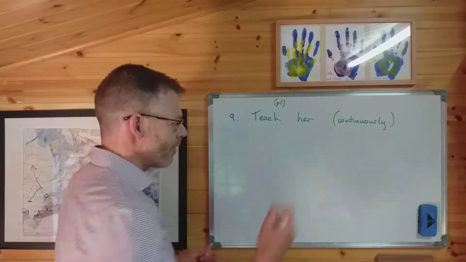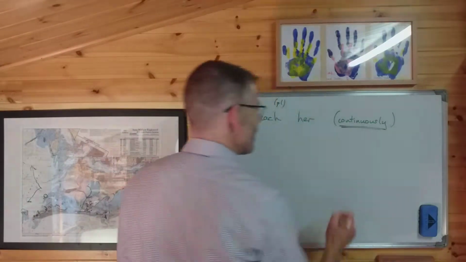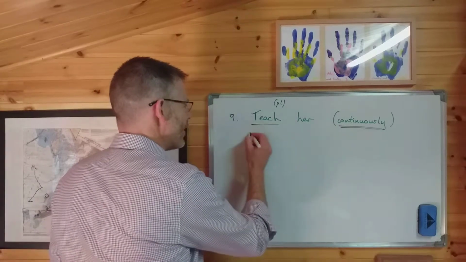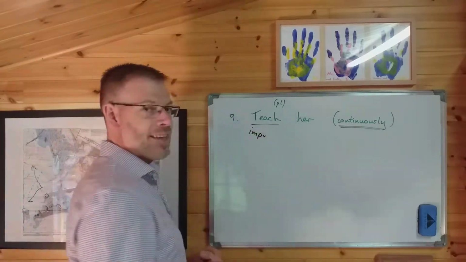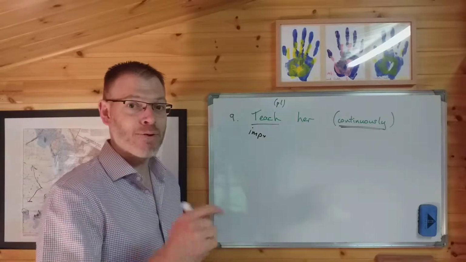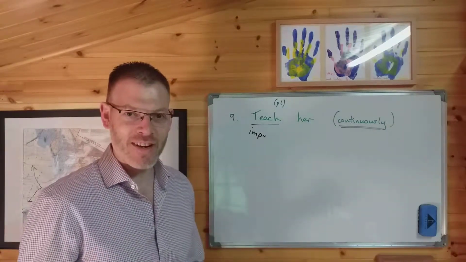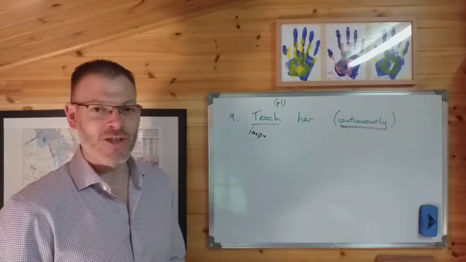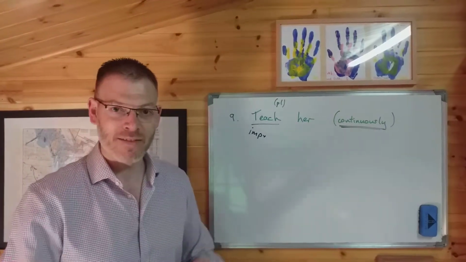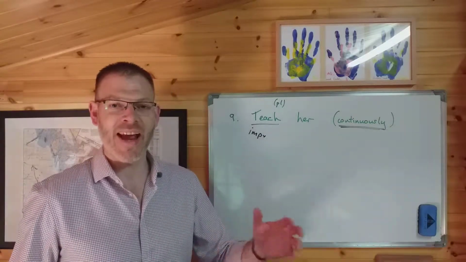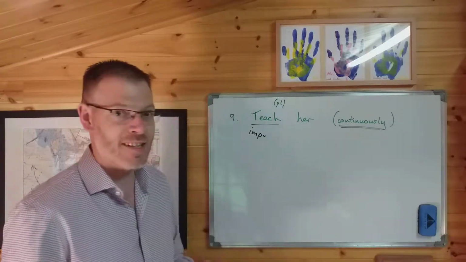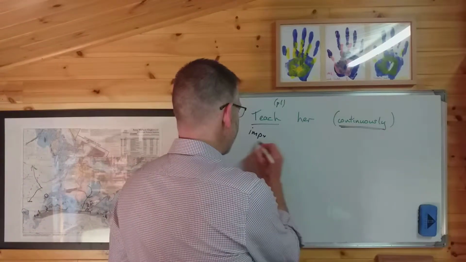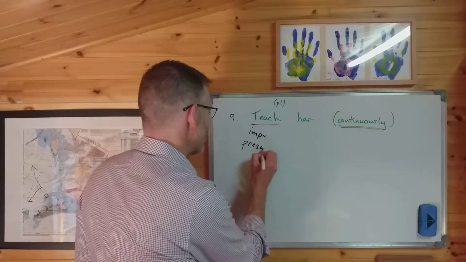Well, the continuously is the dead giveaway that the imperative verb, teach, is supposed to be translated into the present imperative, not the aorist imperative. Because you remember the difference between the present and the aorist imperatives is not one of time, but one of aspect, the state of completedness of the action, where the aorist is undefined, but the present denotes a continuous or ongoing or frequentative action. So what we want is a present imperative.